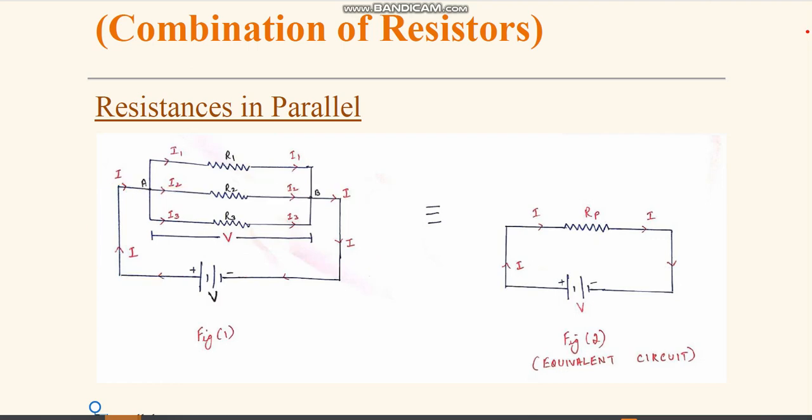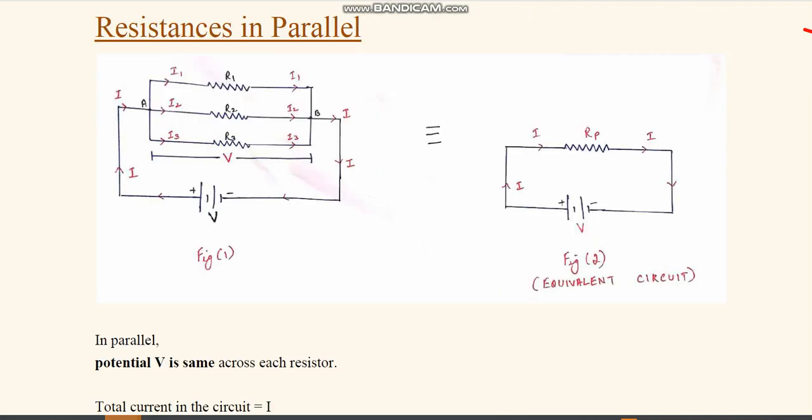So we see that in a parallel combination, the total potential difference across each resistance is same and it is equal to the total potential applied by the battery. That is, potential V is same across each resistor in a parallel combination.